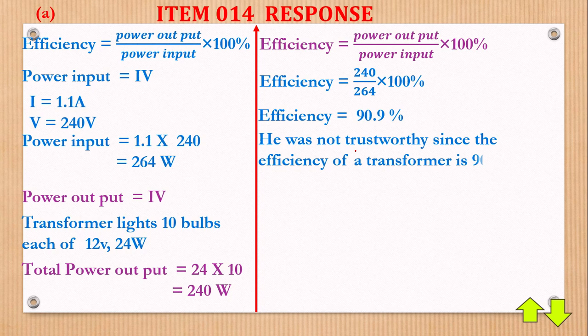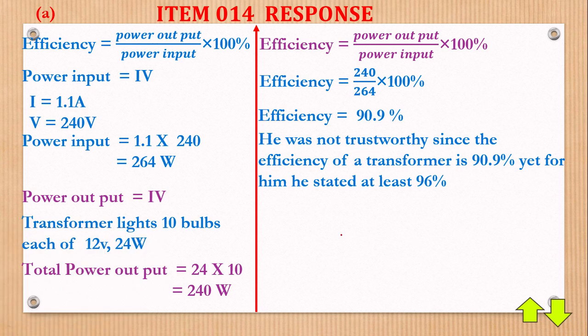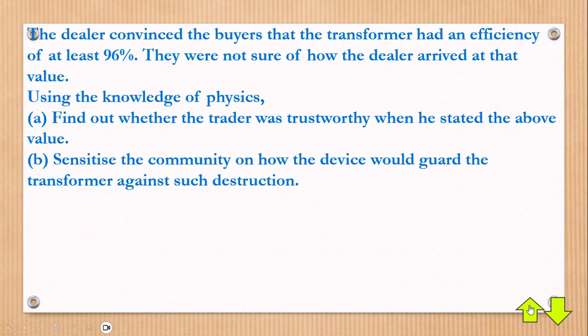So he was not trustworthy, since the efficiency of the transformer is 90.9%, yet he stated at least 96%. So the seller wasn't trustworthy. I hope you won't be like that seller, because I know it's not good to be deceived. Alright, good. And with that, let's go and see the next part. Now part A has been successfully answered. Let's see the next part.